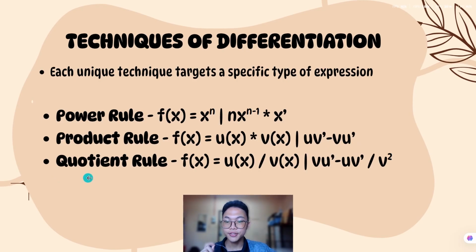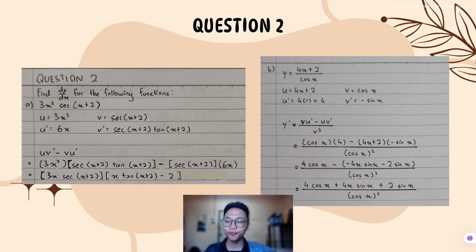The next one is the quotient rule. Quotient rule is basically the same as the product rule. However, the only difference is u(x) is divided by v(x), in which case we will use this formula here, vu prime minus uv prime over v squared. Now there are a lot of rules besides this, but these are the only ones I can show you for now. Now on to question 2.